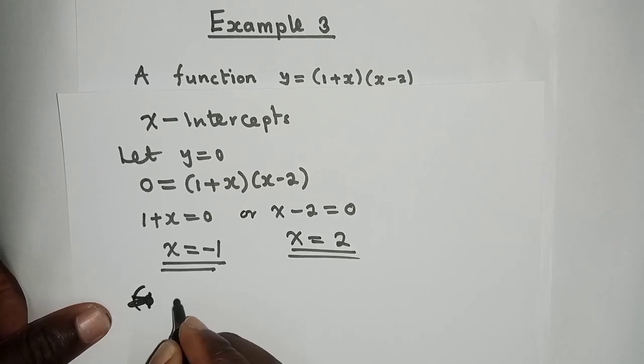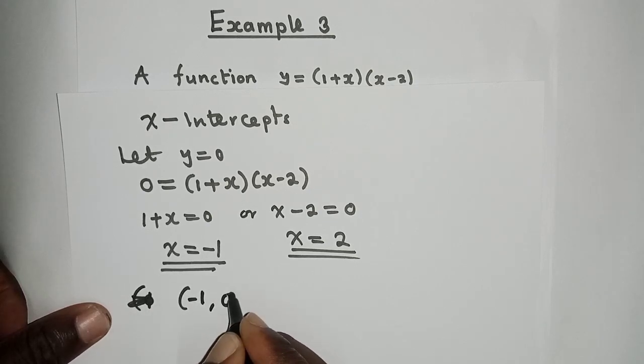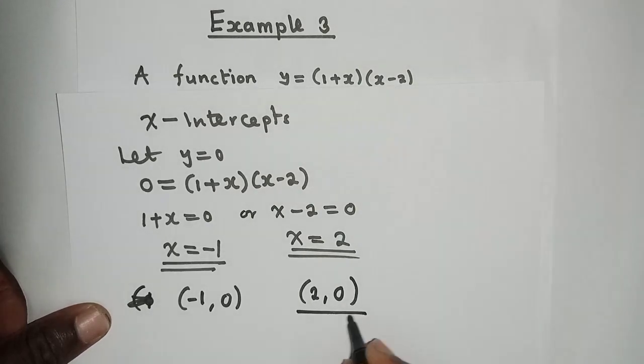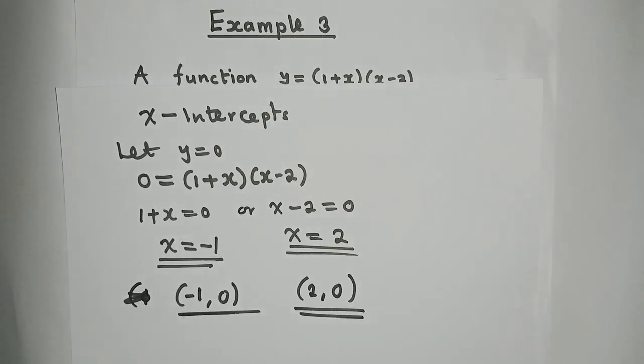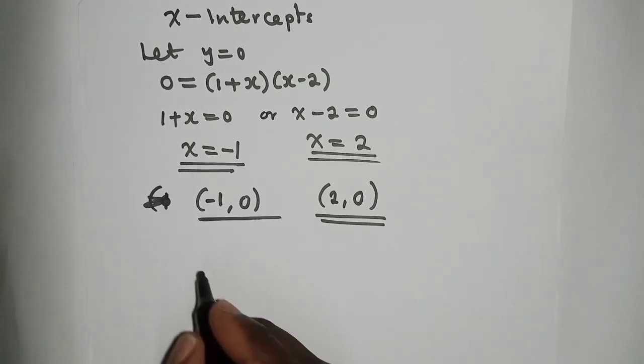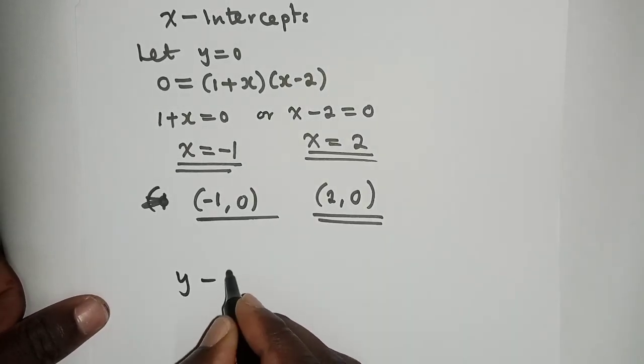-1, 0, and 2, 0. So we have these two sets of coordinates. Very important to use them. We also find the y-intercept.